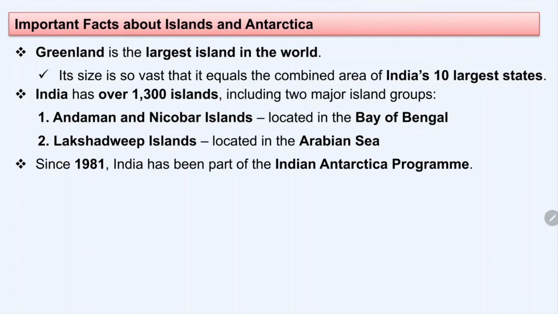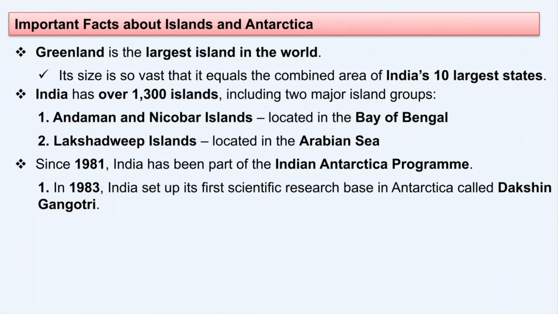Okay, so since 1981, India has been a part of the Indian Antarctic program. In Antarctica there is no human settlement because of the harsh climatic conditions, as I have already mentioned earlier. There are only research centers from around the world. India also has its own research center. In 1983, India set up its first scientific research base in Antarctica called what? Dakshin Gangotri.